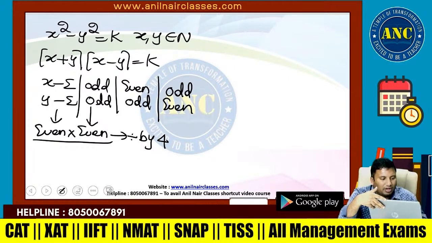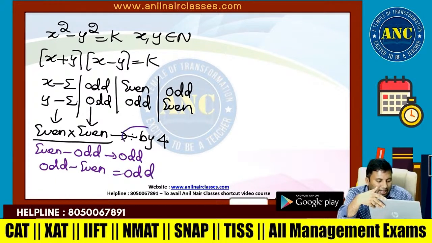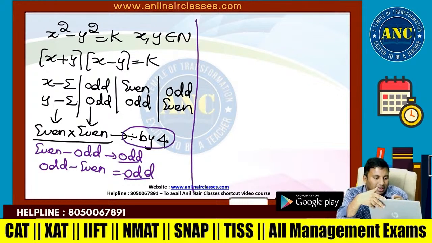X is even, y is odd. Even square is even. Odd square is odd. Even minus odd is odd. Odd square is odd. Even square is even. Odd minus even is odd. Right hand side I got divisible by 4 and an odd number. I do not need this.